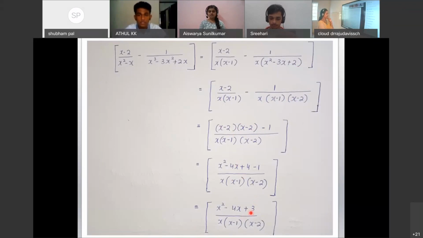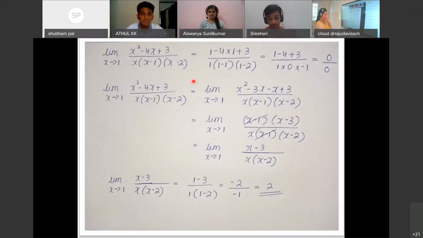So then we proceed like we did in the other two questions. The first thing we do is we substitute whatever value x is tending to in the given function. And when we do that, we get 1 minus 4 into 1 plus 3 by 1 into 1 minus 1 into 1 minus 2, which is equal to 1 minus 4 plus 3 by 1 into 0 into minus 1. Again, the obtained result is of the form 0 by 0, which is not accepted. So we have to factorize the given function.